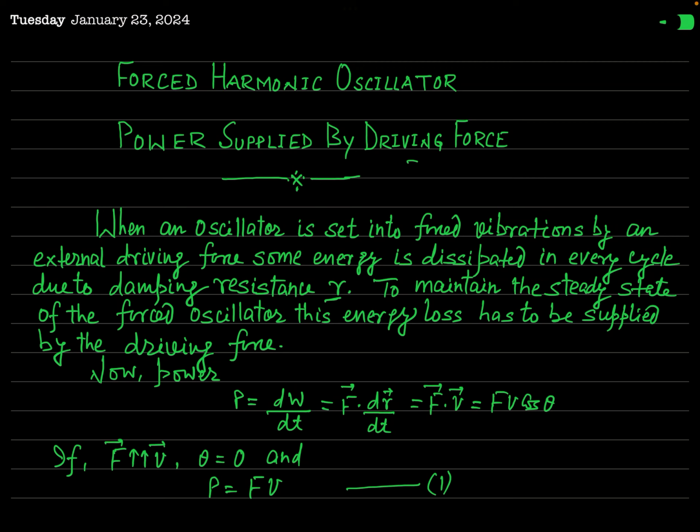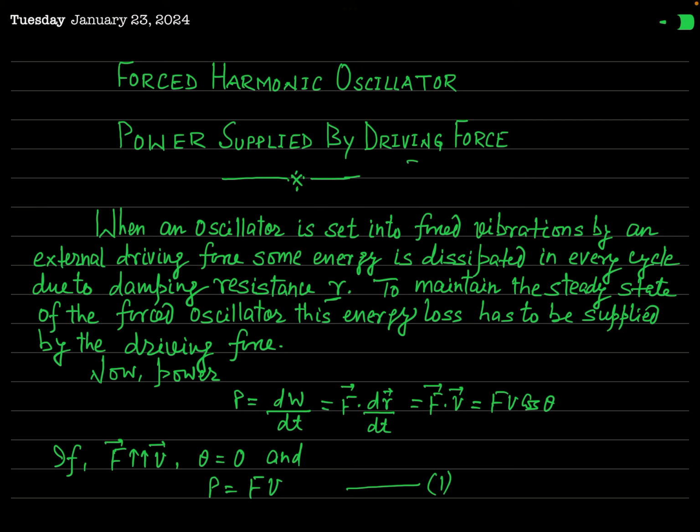That external agency provides energy from outside to the oscillator to maintain its steady state oscillation. In case of steady state oscillation, the power lost by the oscillator is just compensated by the driving force. So as a whole, there is no net loss of energy, because the loss of energy is compensated by the driving force supplying energy from outside to the oscillator. And so our oscillator oscillates with a constant amplitude. Such oscillation is also called steady state oscillation. All these things we have seen in our previous lectures.